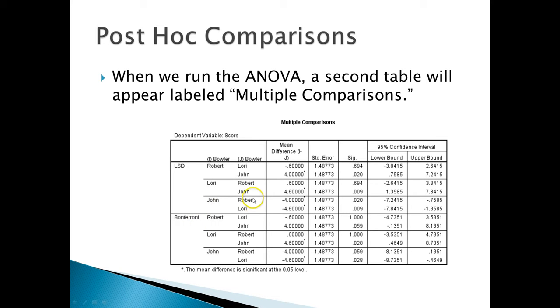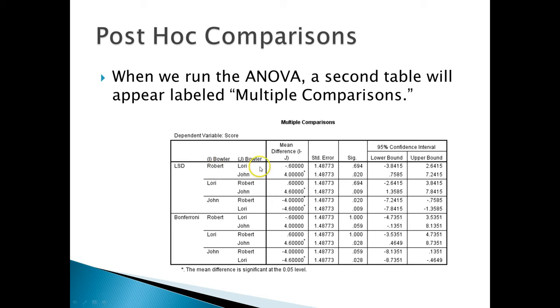Also within these, actually you get all the information twice. So these are different comparisons, Robert versus Lori, Robert versus John. Well, down here is Lori versus Robert. So this is the exact same thing flipped around, right? So the exact same values, 0.694, 0.694. So everything's repeated. So it shows you 6 comparisons when in fact there are only really 3 different ones. Anyway, let's take a look.